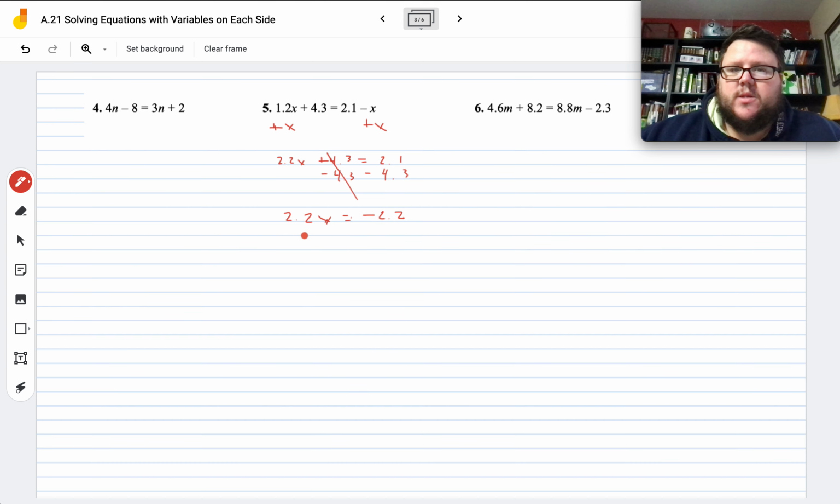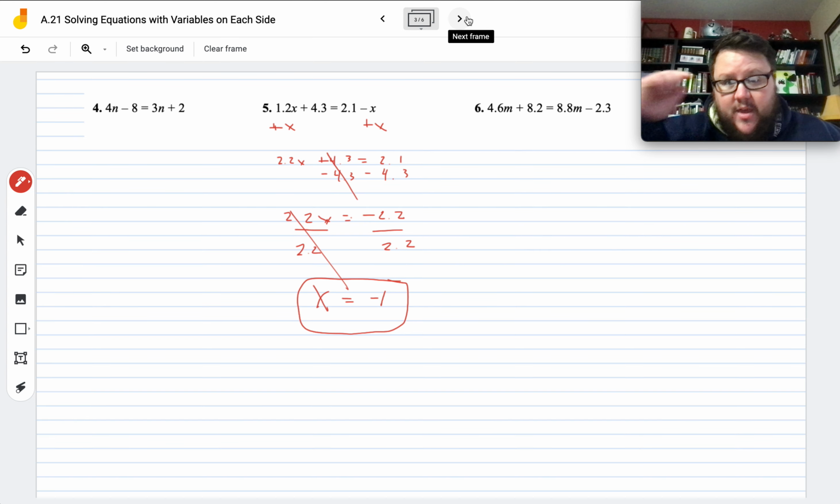The 2.2 is in front of x, so I'm going to divide by 2.2. My x's alone now and equals negative 1. And that's my answer. And I'd like you to get into the habit of circling your answer. I think that's a good way to continue on in math.